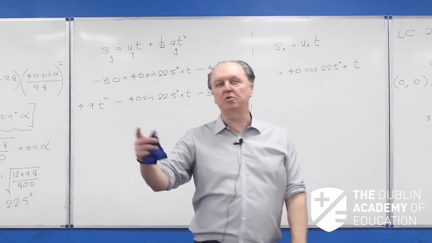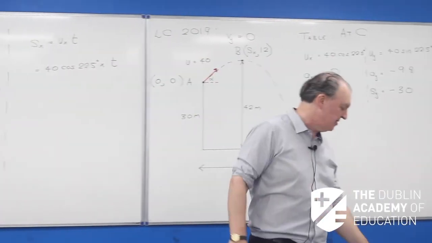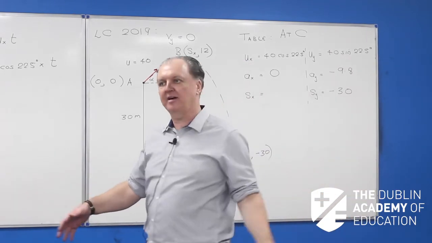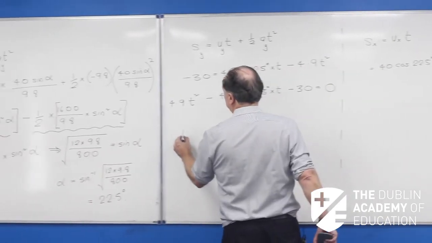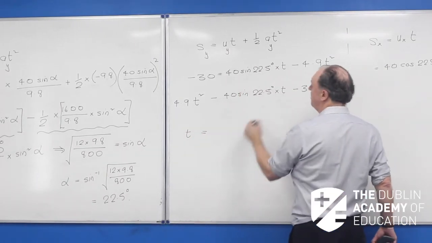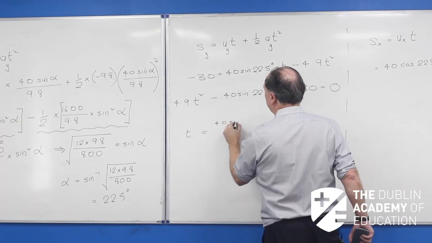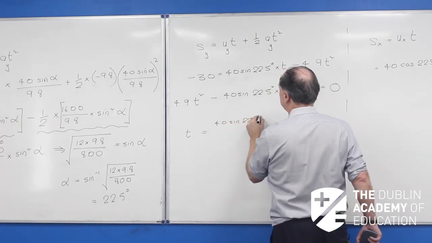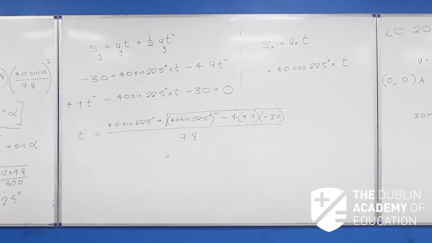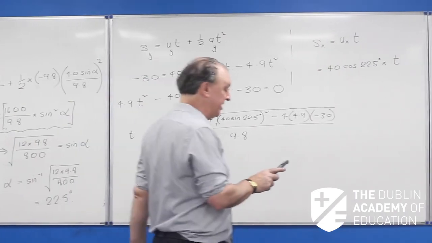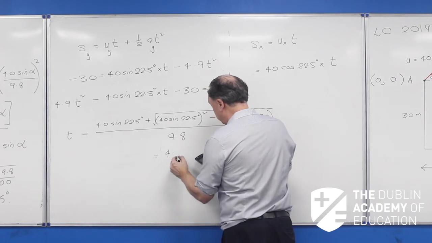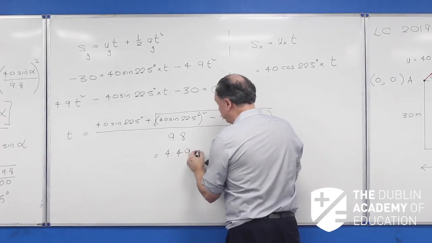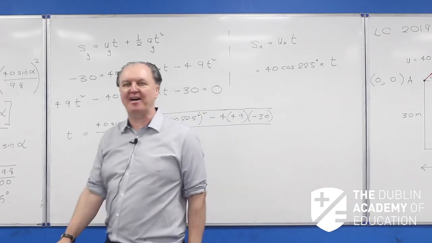So you're going to use your quadratic equation to solve that. You're going to write down your ABC. I did it already today. I'm not going to be doing it again. I'm just going to put it straight into the formula. So t is minus b, which is plus 40 sine 22.5, plus or minus. So I've done my calculation, and let me write it down to 2 decimal places, 4.49 seconds. So it takes 4.49 seconds to land.